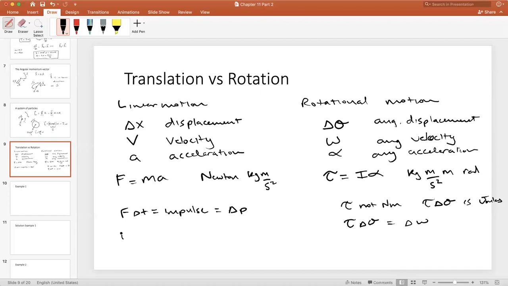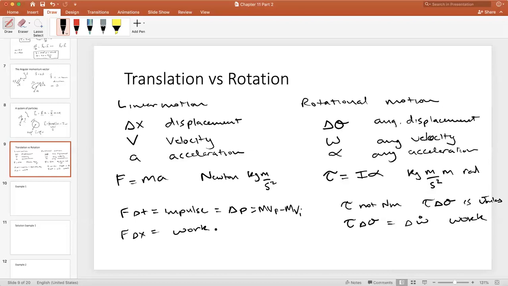Force times distance, times change of x, is work. This is actually work. So this is the same as work. Torque times a displacement is actually the same as work. Force times time is the change in momentum, which is mv final minus mv initial, which was the impulse, J. Torque times the change in angle is the change in omega, and that is work. It's a change in energy. Force times distance is work, change in energy.